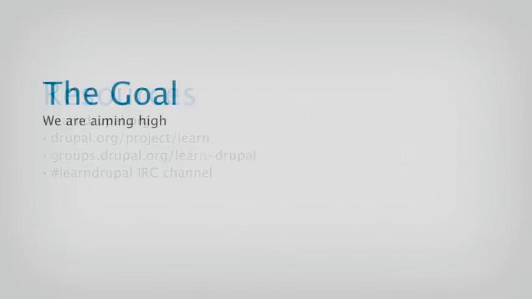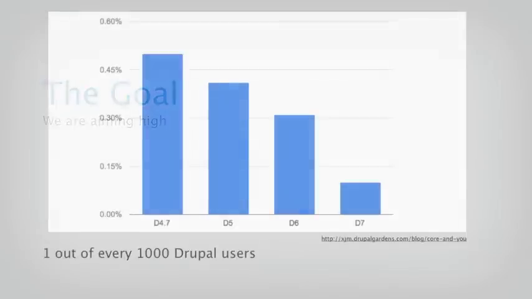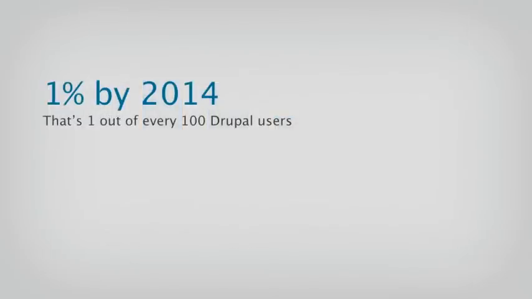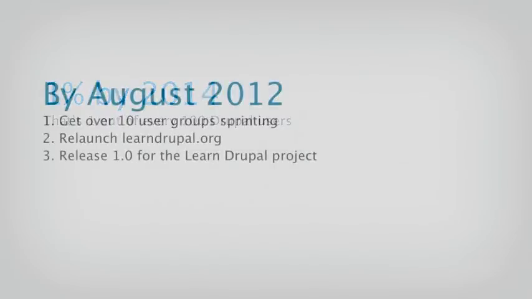So we have the problem and we have this idea of a solution, and in terms of measuring when we have achieved our goals, the goal is a relatively high goal. If we go back and look at this chart we had before of the percentage of contributors for Drupal Core, it's at 0.1%, which is 1 out of every 1,000 Drupal users currently contributing. And the goal is to get that to 1% by 2014. So that's saying we want to get 1 out of every 100 Drupal users contributing back to Core in some way. It's a pretty big goal, but everybody can help us get there.